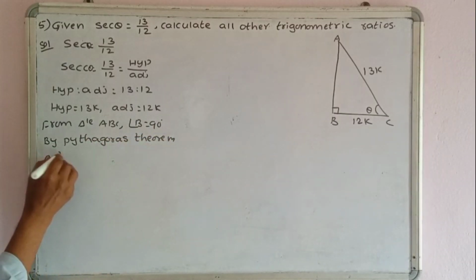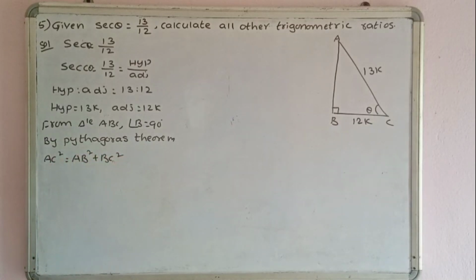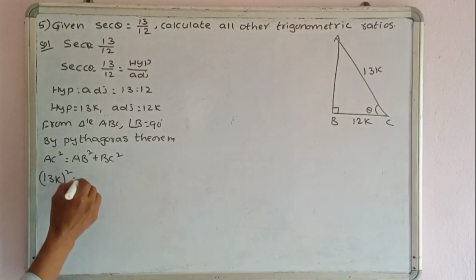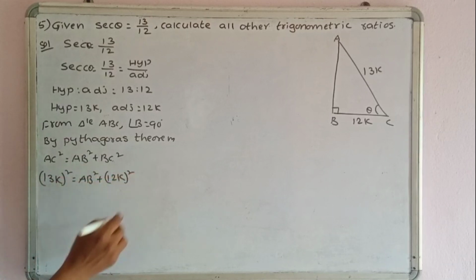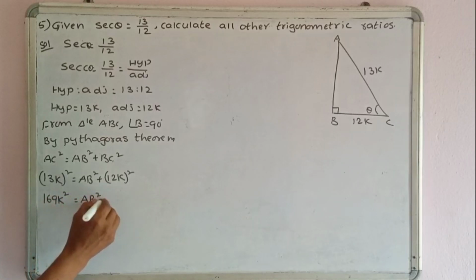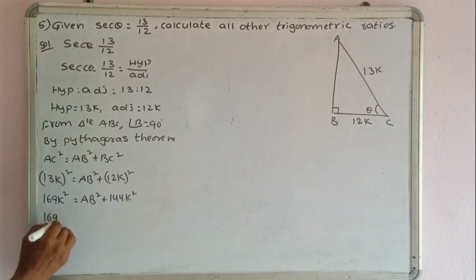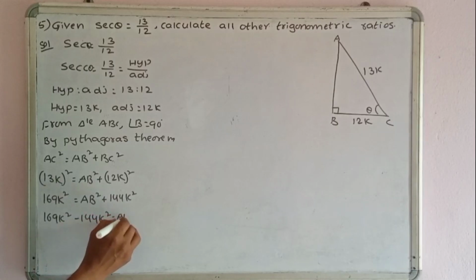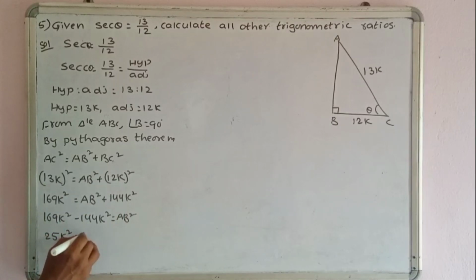hypotenuse square, AC square equals AB square plus BC square. Here AC value is 13k. Whole square equals AB, we don't know, AB square plus BC value 12k square. 13 square value 169, k square equals AB square plus 12 square value 144, k square. So 169 k square, 144 transpose left side, minus 144 k square equals AB square. So 169 minus 144 is 25 k square equals AB square.